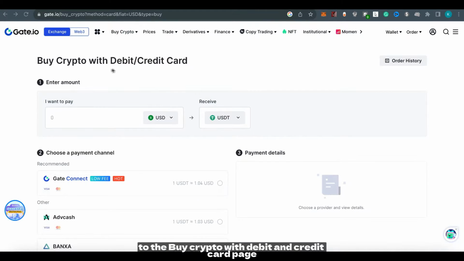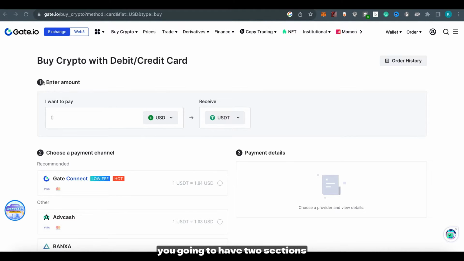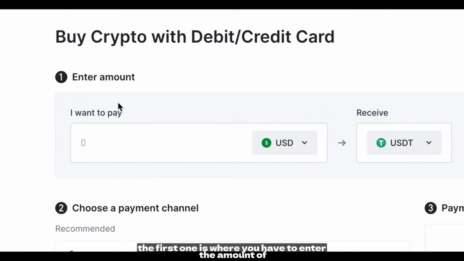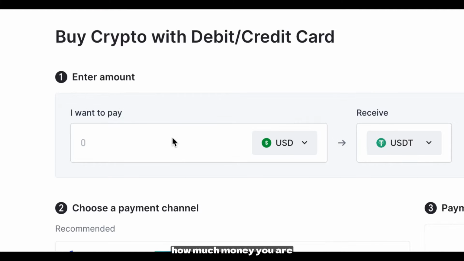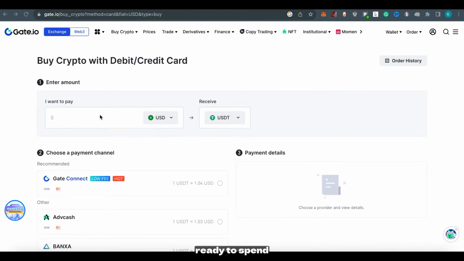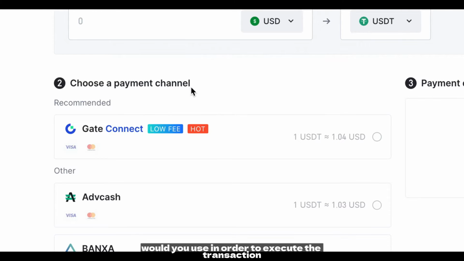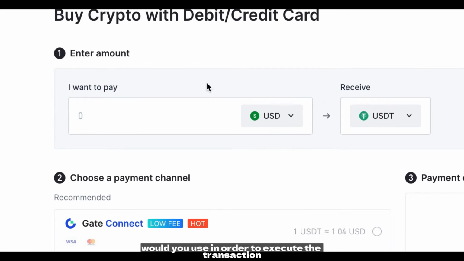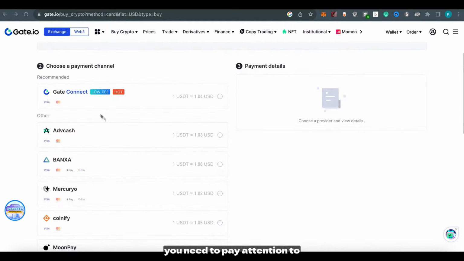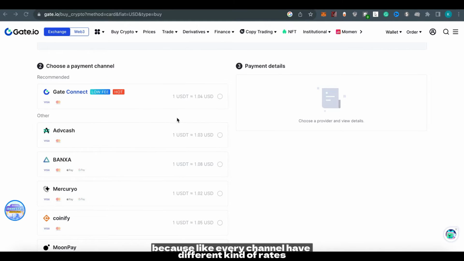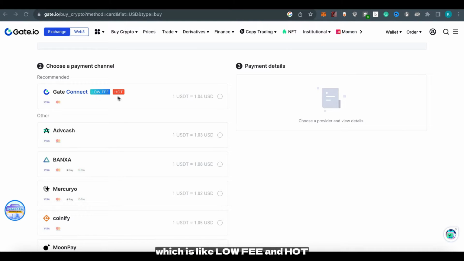On the Buy Crypto with debit and credit card page, you're going to have two sections. The first one is where you have to enter the amount of how much money you are ready to spend. And the second section is which channel you would use in order to execute the transaction. You need to pay attention to the payment channel, because every channel has different rates. Gate.io advertised Gate Connect, which is a low fee option.